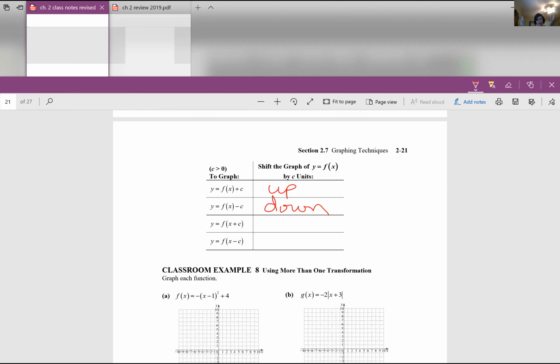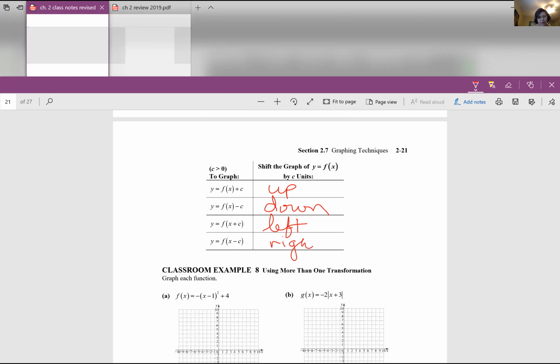Now, what if it's happening just to the x? If it's in the parentheses with the x, if I see x plus c, I'm going to go c units which way? Left. Very good. Remember, that's when you have to think opposite. When I see that it's happening just to the x, if it's plus c, I'm actually going to go to the left. If it's minus c, I'm going to go to the right.